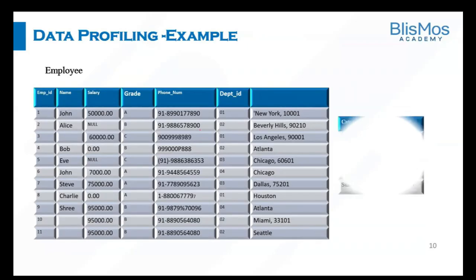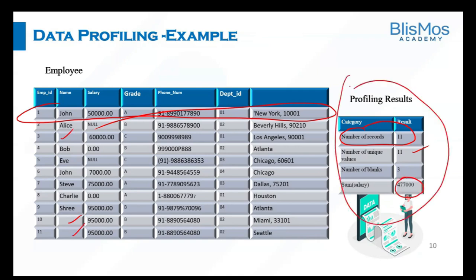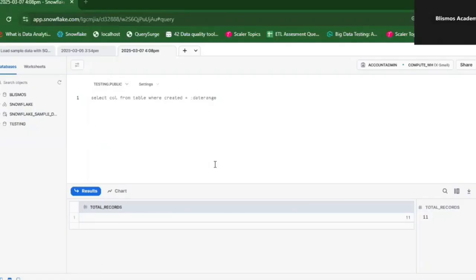What we can do is, if you go ahead and profile the results on the whole table, you have overall 11 records. Number of unique values here, considering all the columns, is 11. And number of blanks is 3. In this case, you have 3 here, right? And sum of the salary would be some 477K. Like this, you will understand this table at a high level. That will help you understand the overall quality of the data. We'll understand the hands-on of column data profiling, which is part of the data completeness check.